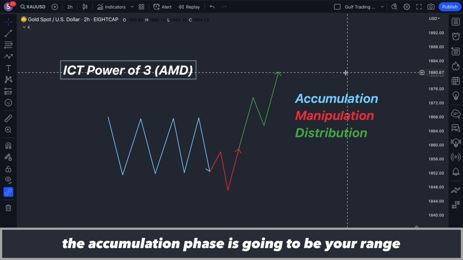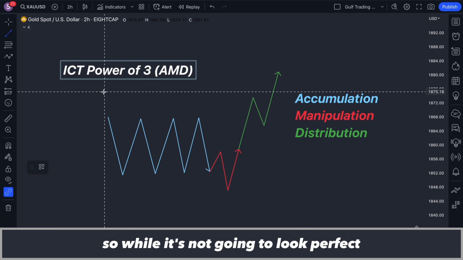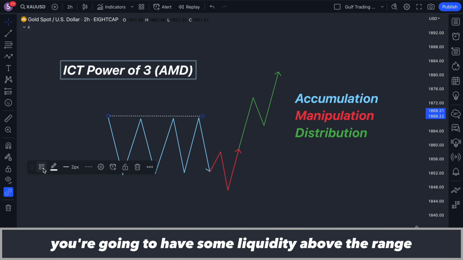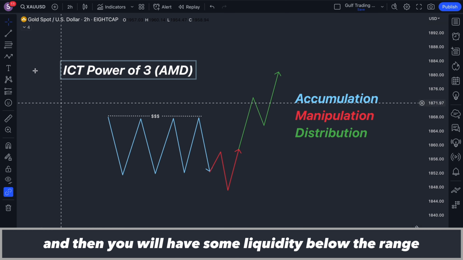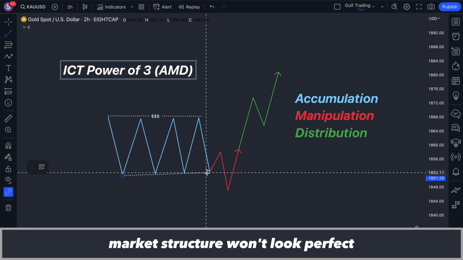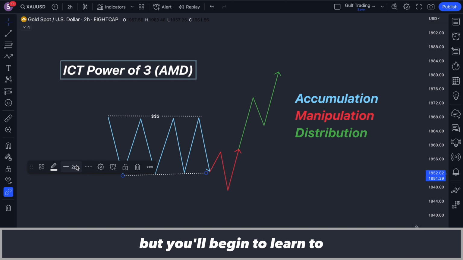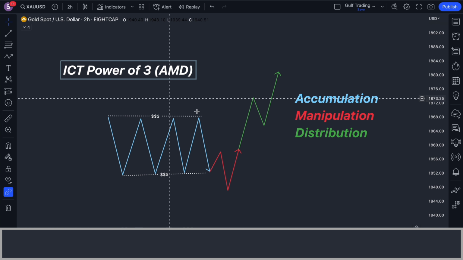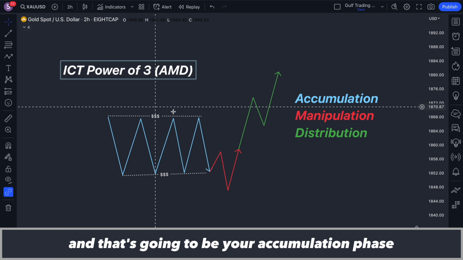The accumulation phase is going to be your range. While it's not going to look perfect as I've drawn it up here, you're going to have some liquidity above the range, and then you will have some liquidity below the range. Obviously the market structure won't look perfect like I have drawn it here, but you'll begin to learn to mark out and see liquidity for yourself. You want to see a range, and that's going to be your accumulation phase.